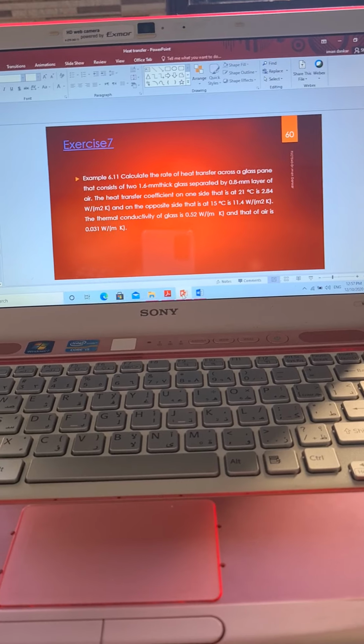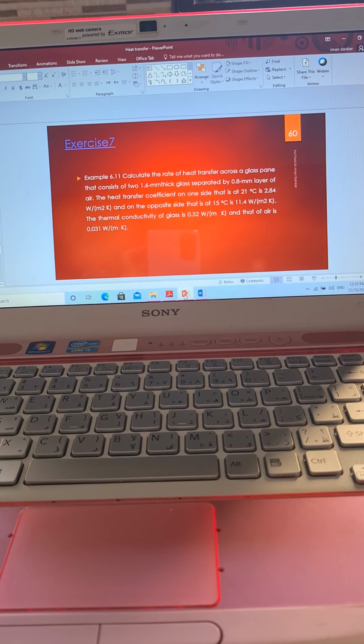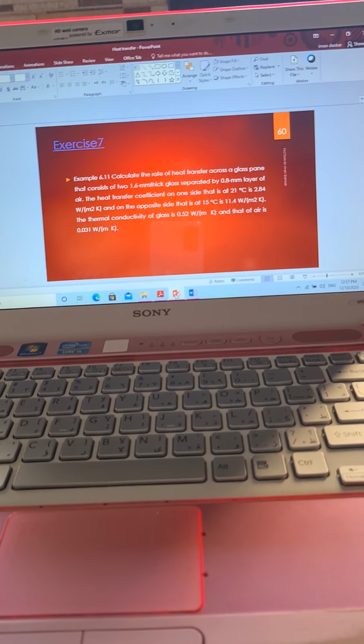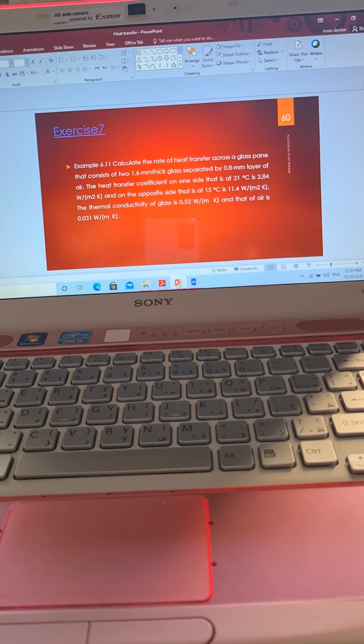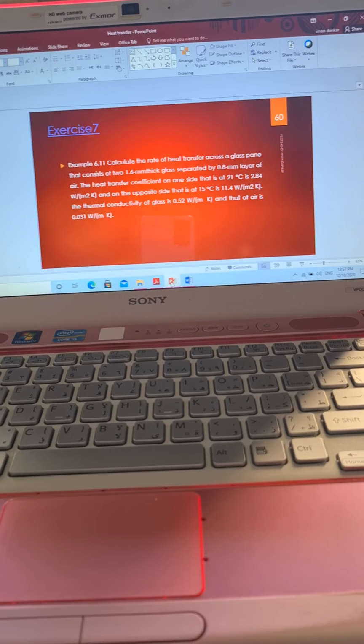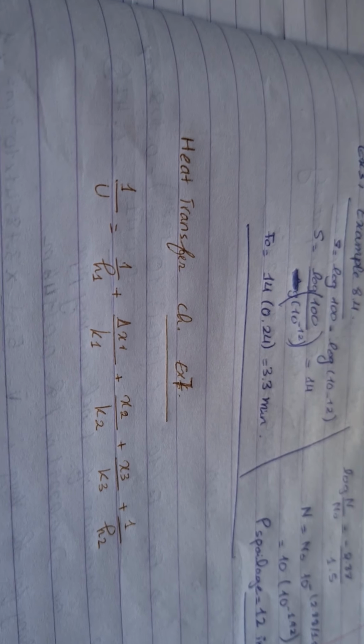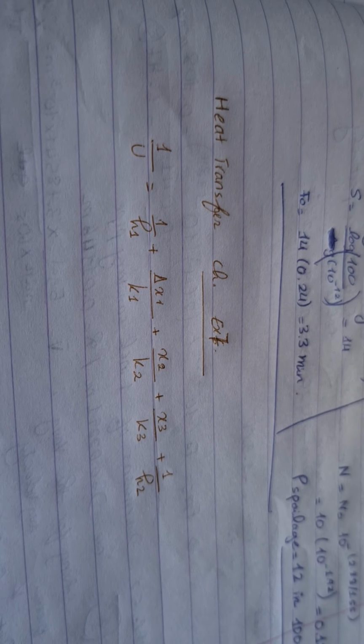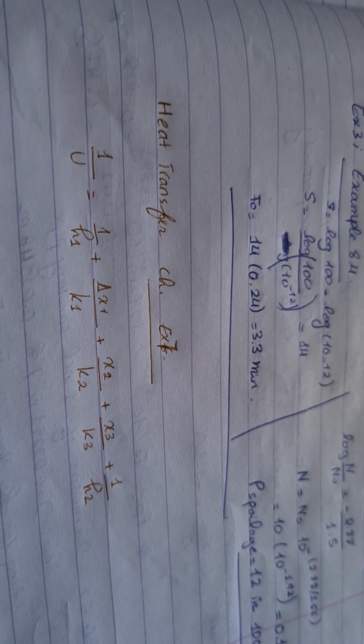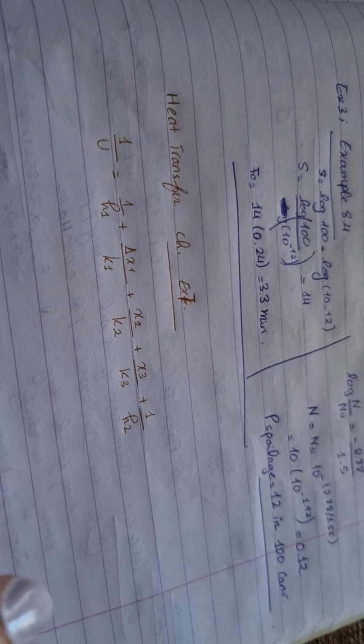How are we going to start? We're going to use the equation for multiple heat transfer layers, which is 1 over U equals 1 over H1 plus X1 over K1, which is the thermal conductivity 1, plus X2 over thermal conductivity 2, plus X3 over thermal conductivity 3, plus 1 over H2. Why have I written this?